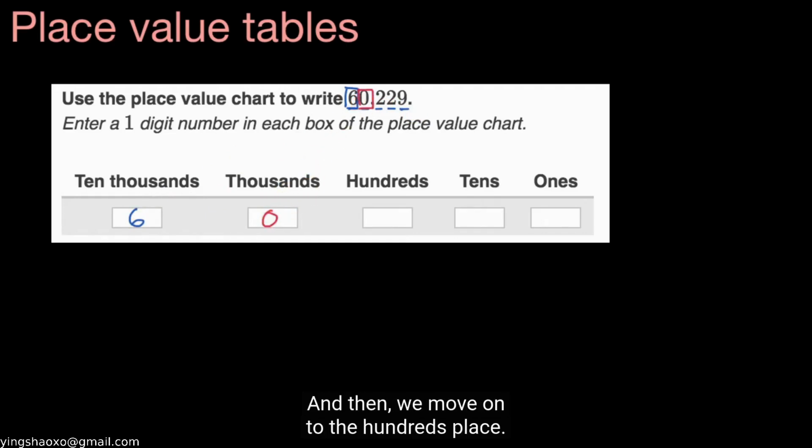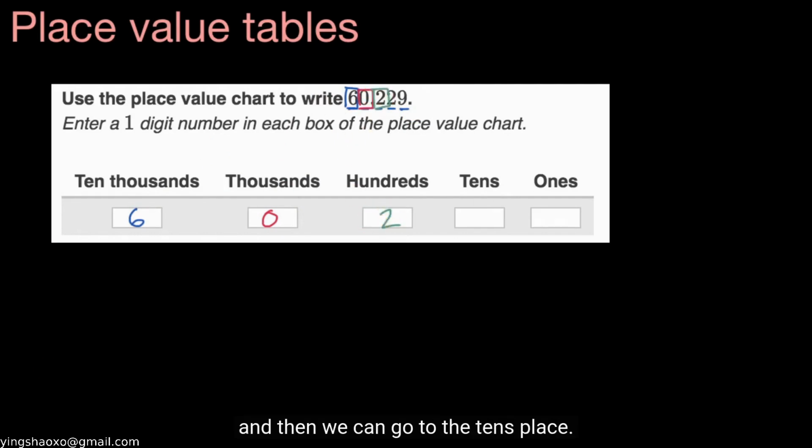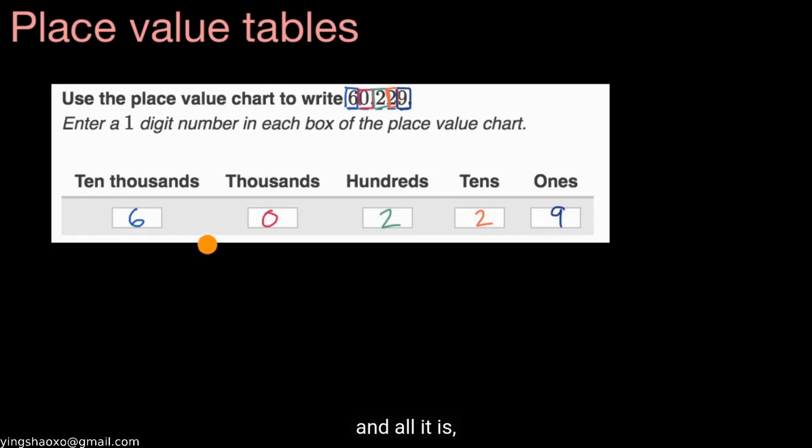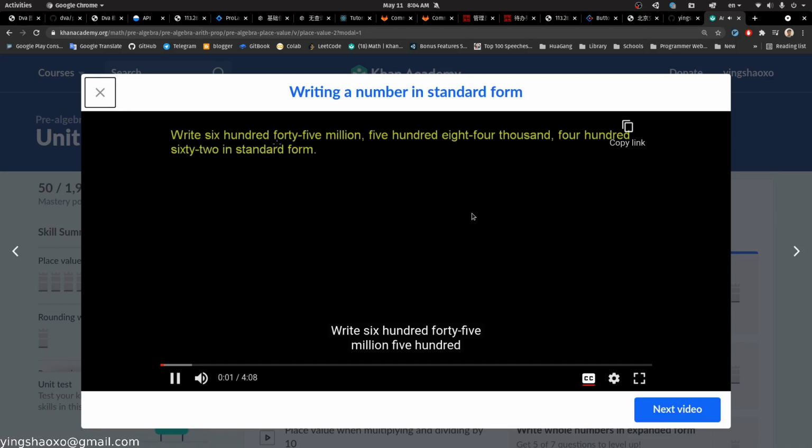And then we move on to the hundreds place. You can see very clearly we have 200. And then we can go to the tens place, and I've written over it a little bit, but we have 2 tens. And then last but not least, we have 9 ones. And we're done. And so the whole point of this video is to just get you comfortable with this type of format, with a place value table or a place value chart. And all it is is a way of really clearly writing out how much value you have in each place in a number like this.